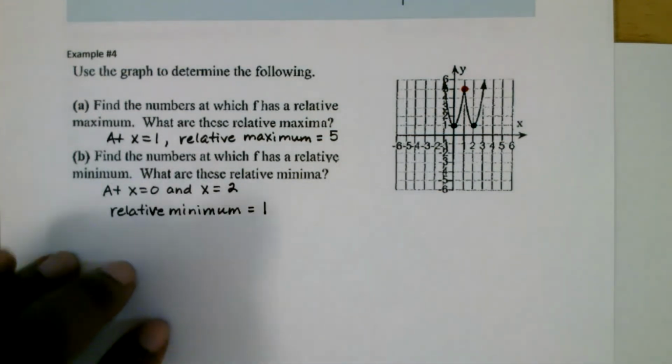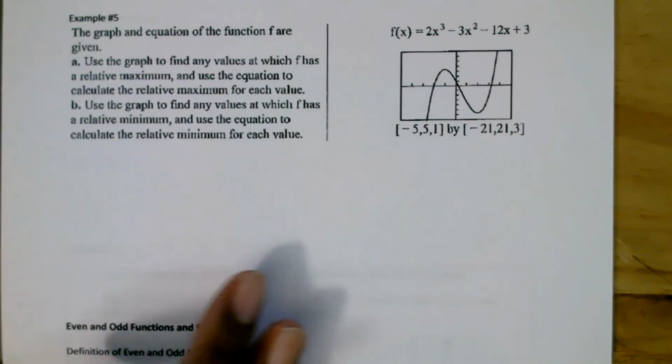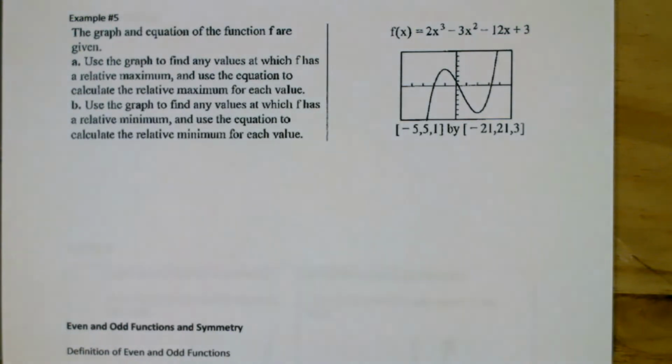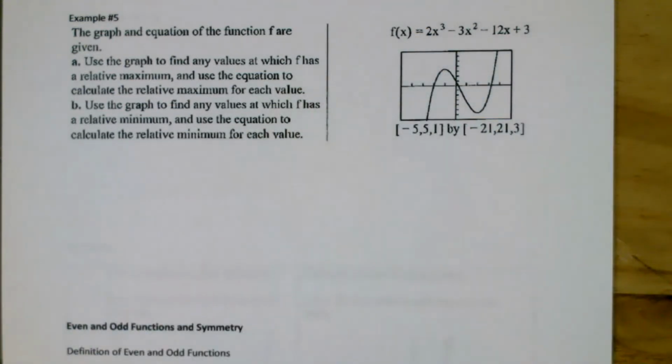Okay, and here's one more example of this. Now notice we're given a graph from a TI-83 or an 84 plus calculator. The graph and equation of the function are given. In this case, we got f of x equal to 2x cubed minus 3x squared minus 12x plus 3. And in this case, we want to, part A, use the graph to find any values at which f has a relative maximum and use the equation to calculate the relative maximum for each value.